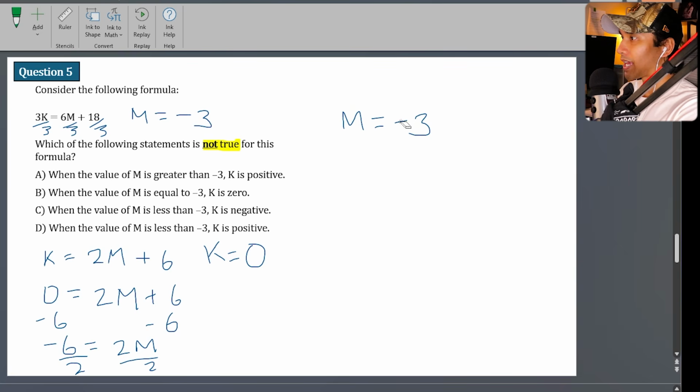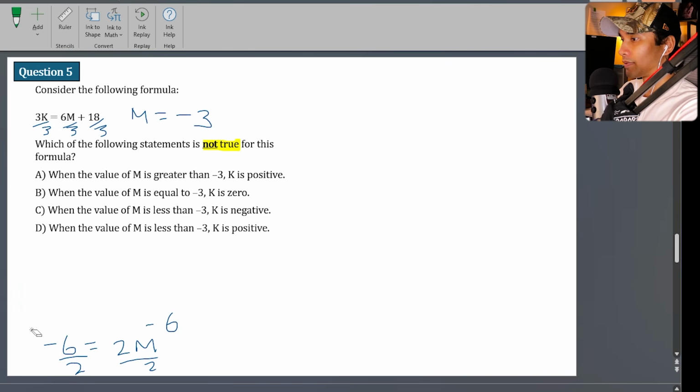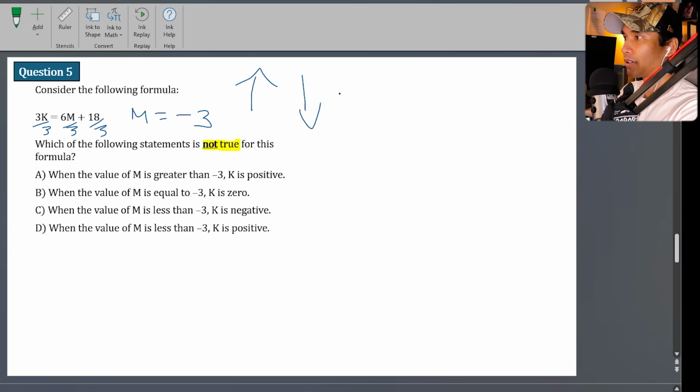And that's just the same as y equals negative 3. Okay? Do not get tripped up when they use different letters. M equals negative 3 is our cutoff. Now we need to find the values, or what happens above our cutoff and below our cutoff. Okay?